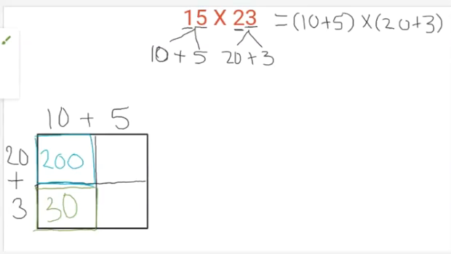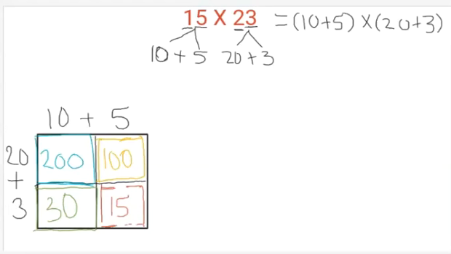Then I am going to go to my top right square. And if I look, I see there is a 5 on top and a 20 to the left. So I'm going to multiply 5 times 20. We know that's 100. We have one more square now. It's our bottom right square. And I see that there's a 5 on top and a 3 on the left. So 5 times 3 equals 15. So now we have all our numbers that we just multiplied, all our products.